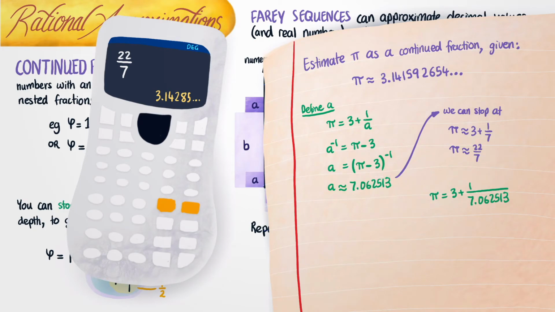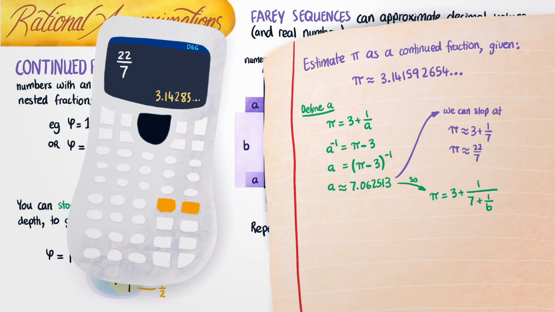But then, instead of writing this as 7.062513, we could again just rewrite this as 7 plus 1 on b, just like we did over here. But there is actually a shortcut to finding the value of b that I should tell you about. I want you to realize that pi minus 3 is the same thing as the decimal part of this original number. So technically, all you really need to do is to take the decimal part and then take its reciprocal to find the value of a.